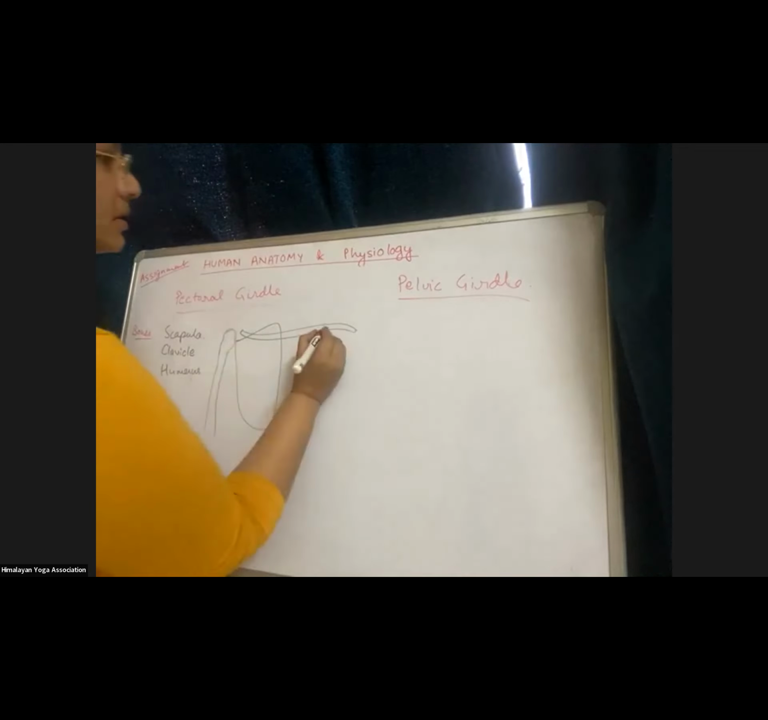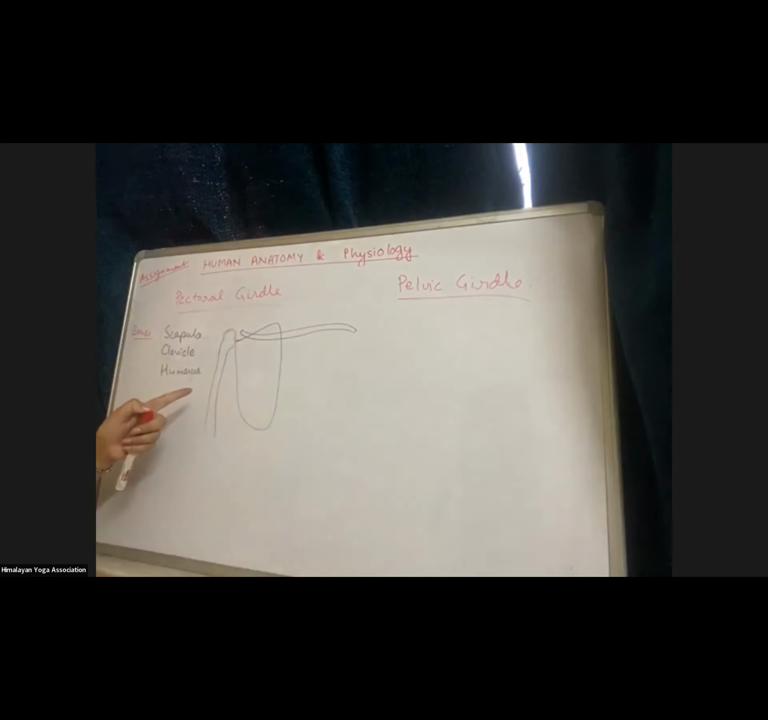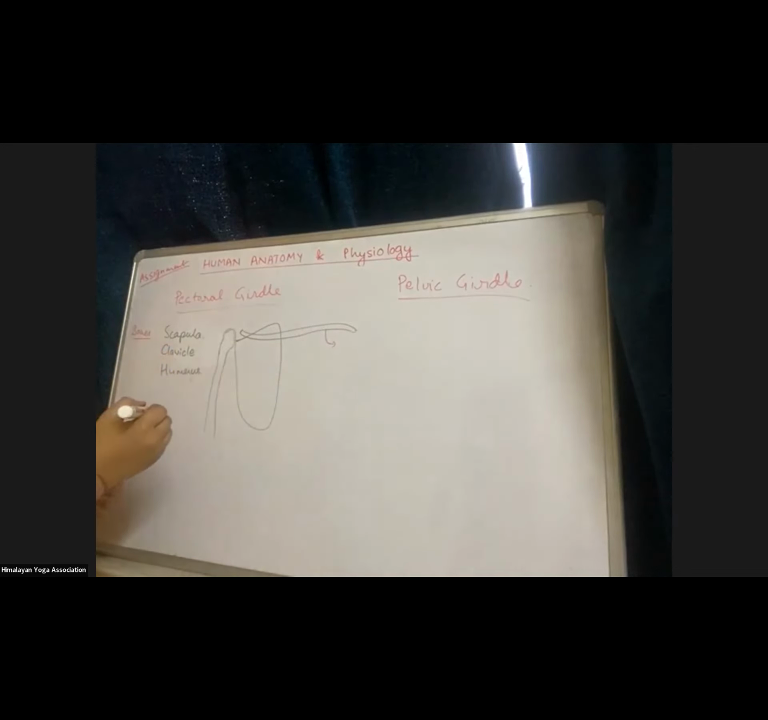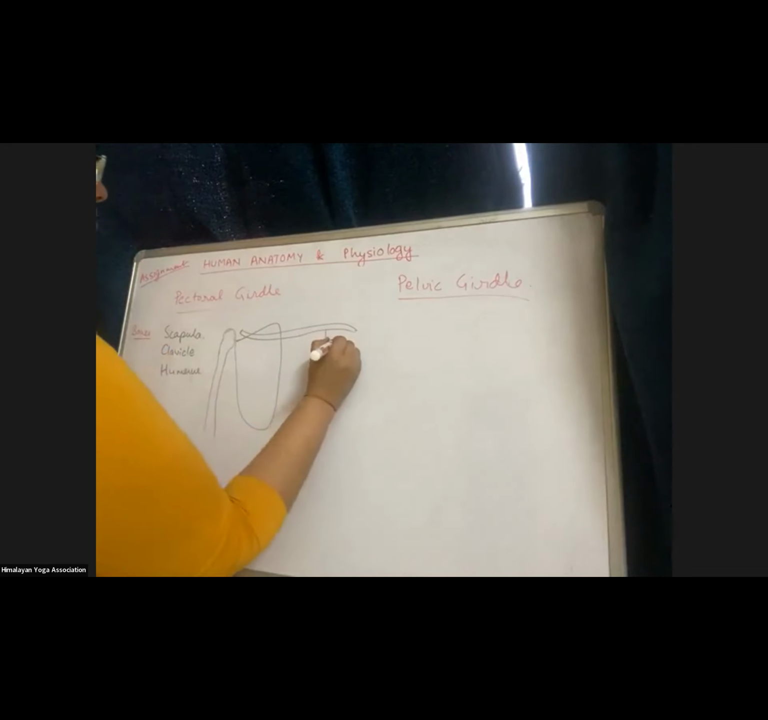Okay. So what is this? You understand which joint it is? The shoulder joint. Yes, very good. So which bone is this? Clavicle. Yes.